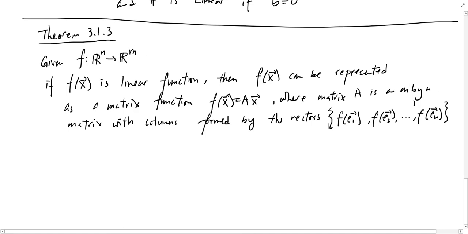The m by n matrix multiplied by an n by 1 matrix will give you an m by 1 matrix, which is basically what a vector in Rm is going to be. So it's very important to make sure you understand the dimension of matrix A, because if you get it wrong, your function is not properly defined and you will screw up the math.